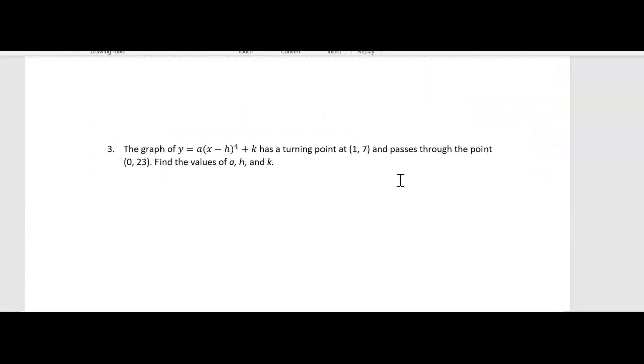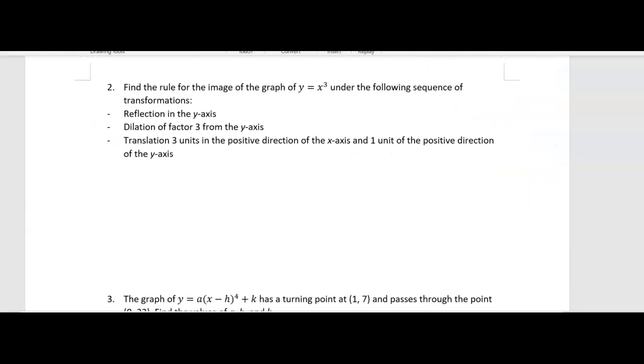Computer's glitching. Come on. All right, find the rule for the image of the graph of y equals x cubed under the following sequence of transformations. So we've had a reflection in the y-axis, dilation of factor 3 from the y-axis, and translations. I prefer mapping because I always feel like you're less prone to make mistakes, but we're not doing mapping in this section.